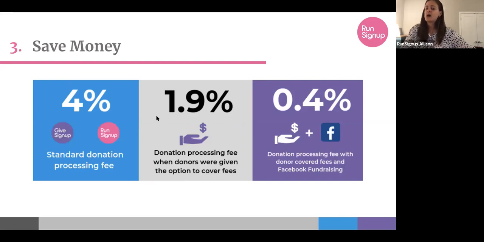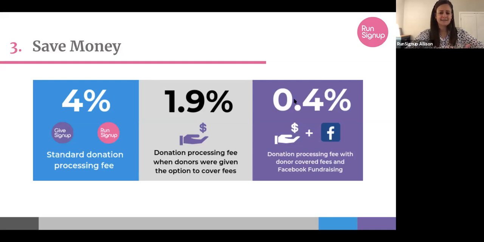When donors are given the option to cover those processing fees, the overall processing fee rate for the nonprofit gets lowered to 1.9%. That's saying that more than half of people will opt to cover those processing fees, meaning that the nonprofit has to pay a lower percentage out of each donation to cover that 4%. And when donor covered fees and Facebook fundraising are combined, that percentage lowers to just 0.4%.